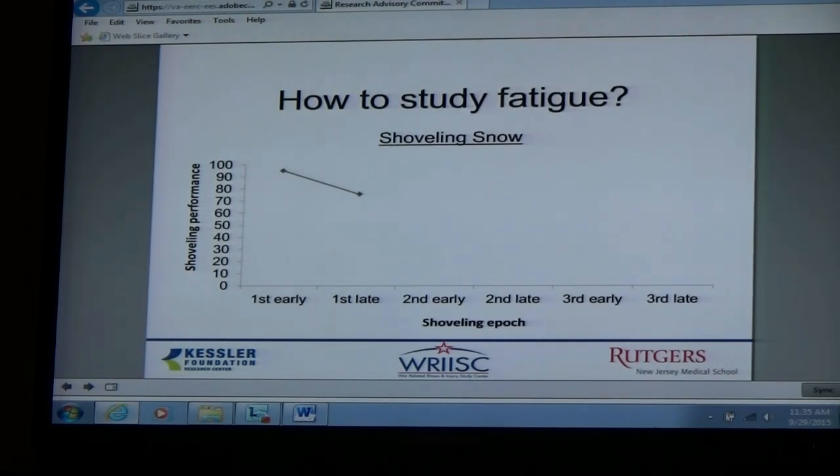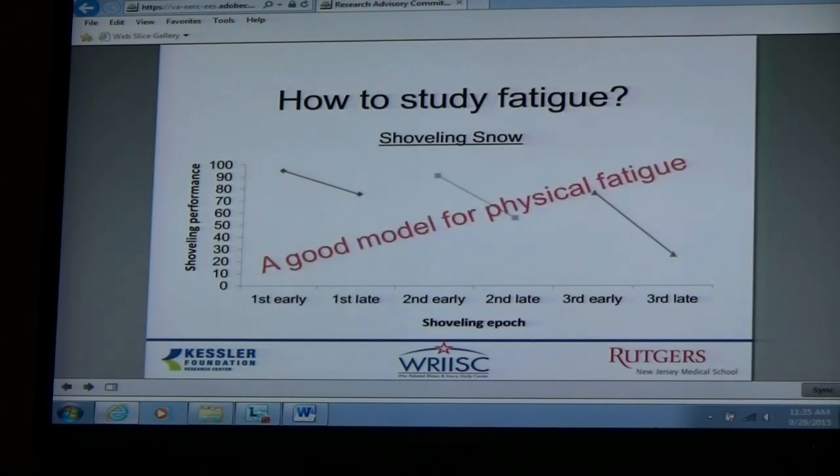You go in, you get a cup of coffee, you come back out, and you start again. And your shoveling performance is a little bit better than when you went in, maybe not as good as when you first started, and your performance falls off even faster. You go in, you get warmed up, you come out again, same thing. It's a little bit better than when you went in, but it falls off even faster. And you better be done now because you're almost at the bottom of shoveling performance. So that's a pretty good model for physical fatigue, right?